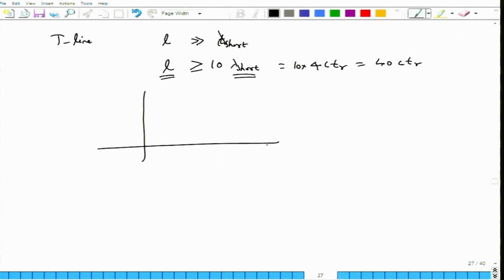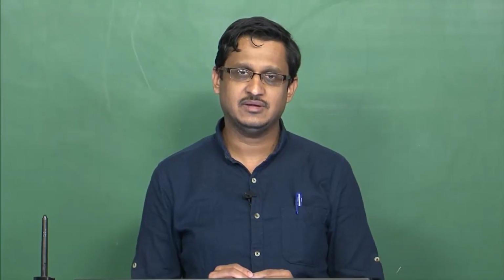So, when the length of the wire is greater than 40 times c Tr, then I consider it to be a distributed regime. I can actually plot both Tr and Tf on this particular axis, and you see that this region corresponds to the lumped region and this region corresponds to the distributed region. With this, we stop here and consider other effects in the next class. Thank you very much.